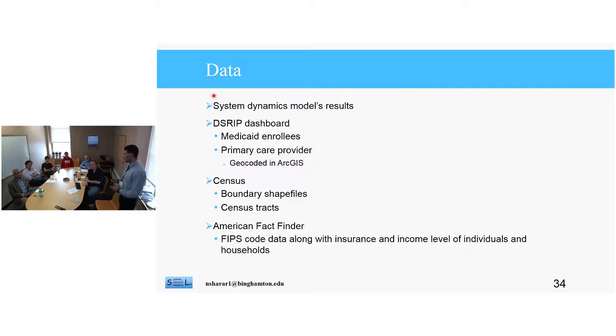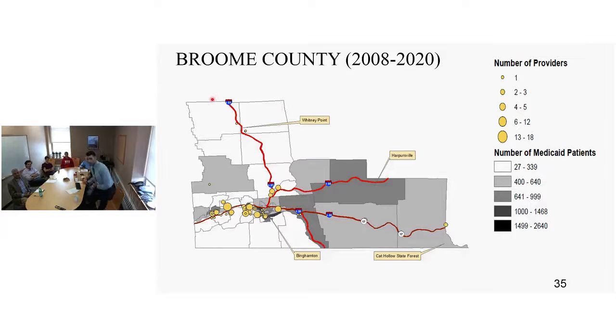The data sources that I'm using are the system dynamics model results, Medicaid enrollees, and primary care visit rate. I'm using the STREP dashboard. They are reporting the number of Medicaid enrollees and primary care providers throughout New York State. Then I'm geocoding those data in ArcGIS software. Then I get the boundary shape files of Broome County and census tracts from the Census. Also, I get the FIPS code data along with the insurance and income level of individuals and households from American Fact Finder. So this map shows Broome County, where Binghamton University is located.